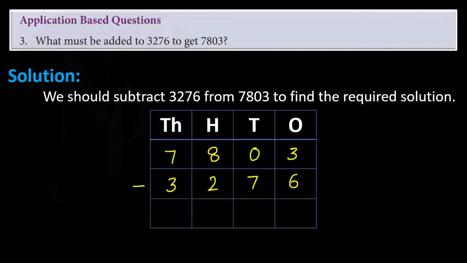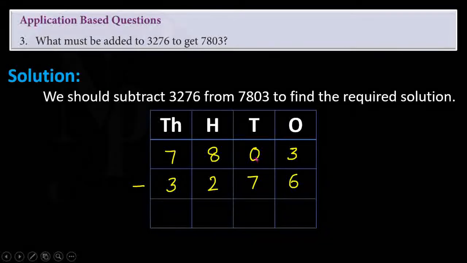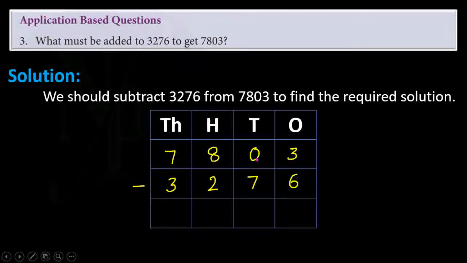Let us begin from the digits at ones place. We have to subtract 6 from 3. So which is not possible because 3 is a smaller number than 6. So we cannot subtract 6 from 3. So we need to regroup the given digits here. So in tens place we have 0 here.